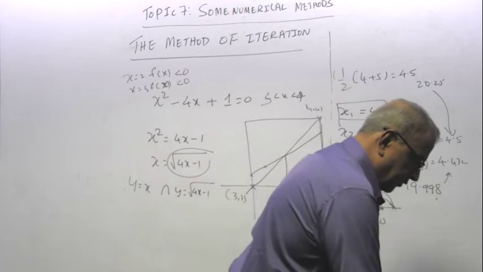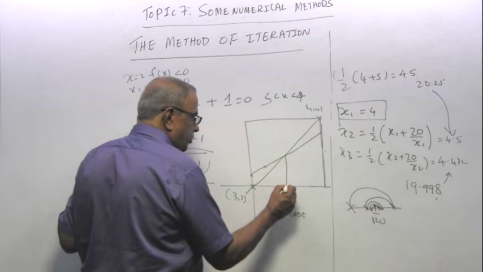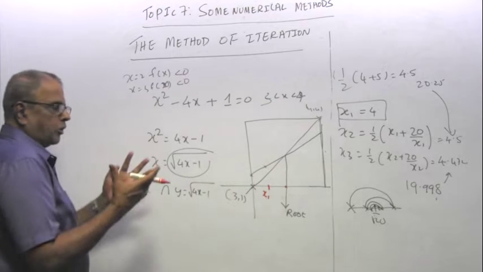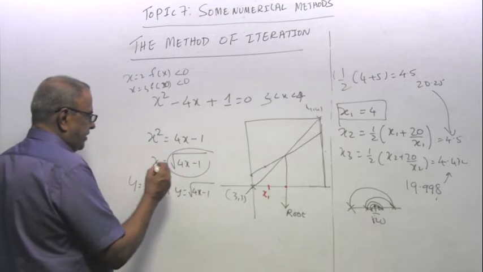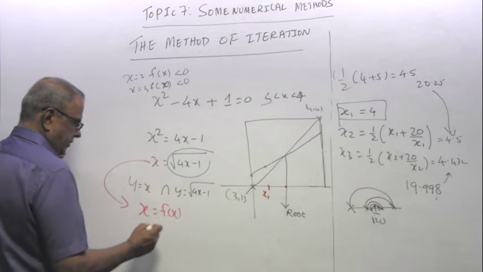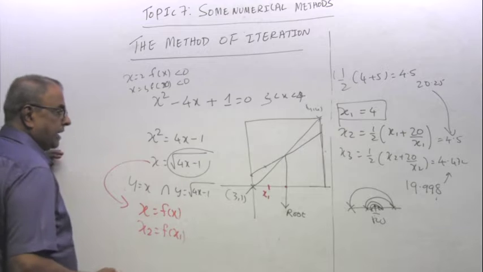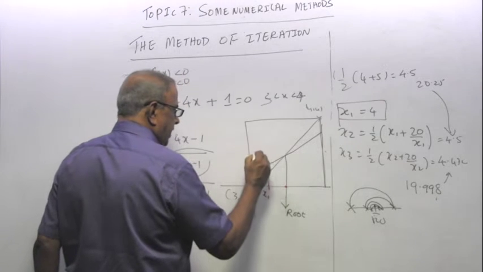I know it's between 3 and 4. I've used the graphical method. Now, this is the actual root. Let's assume this is x1, an approximate root. So do you agree? Can I call this x equal to f of x? So x2 equals f of x1. So therefore, do you agree that is f of x1?